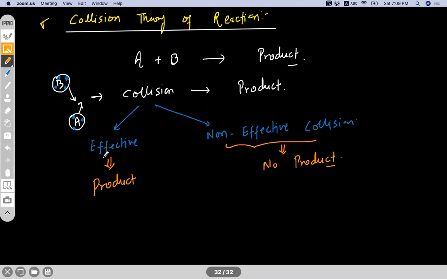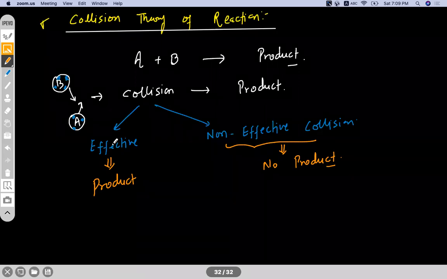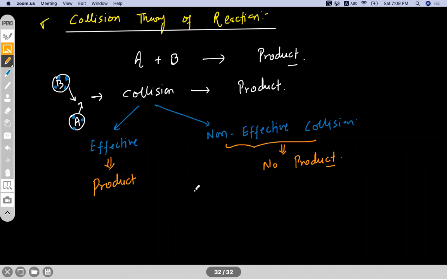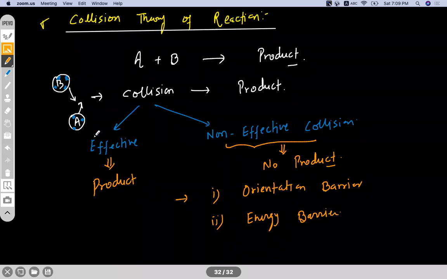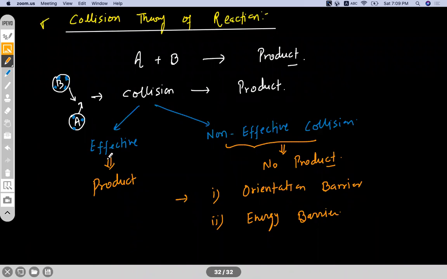Now, for a collision to be effective, we have two barriers that must be satisfied. The first one is the orientation barrier and the second is the energy barrier. If both conditions are satisfied, then only the collision is effective and product forms.